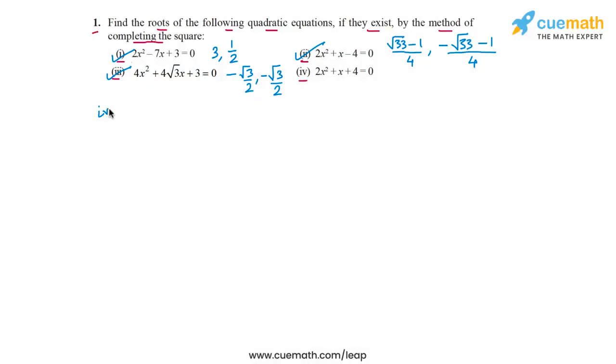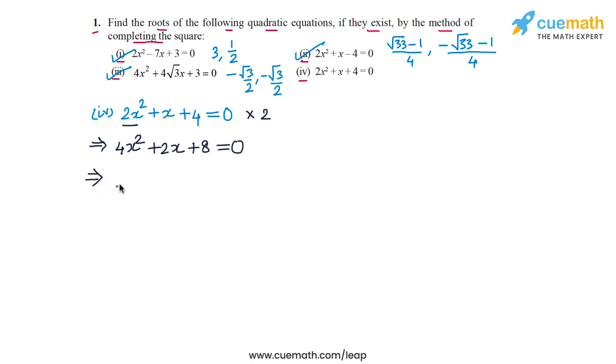Okay, in part 4 the equation is 2x square plus x plus 4 is equal to 0. So let's turn the first quadratic term into a perfect square. So let's multiply this equation by 2 for that purpose. So what will we get? We will get 4x square plus 2x plus 8 is equal to 0. Now let's start the process of completing the square.